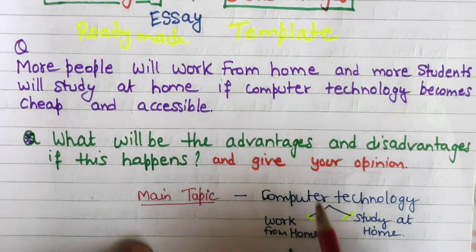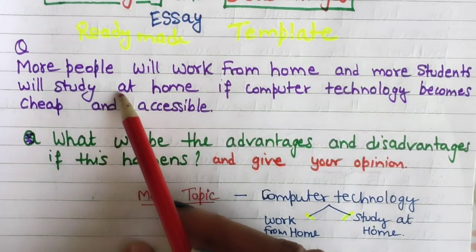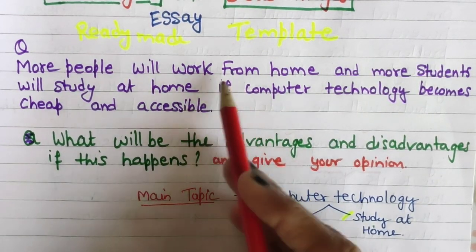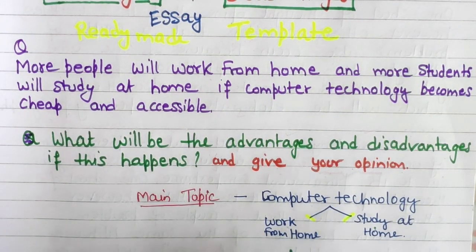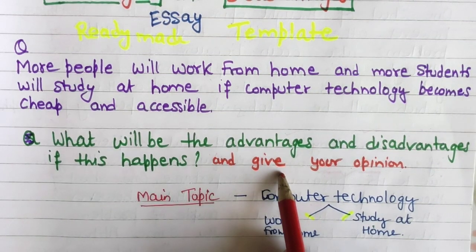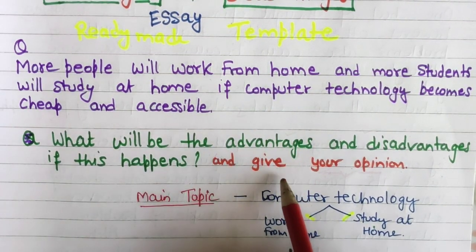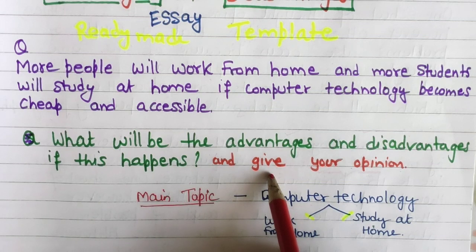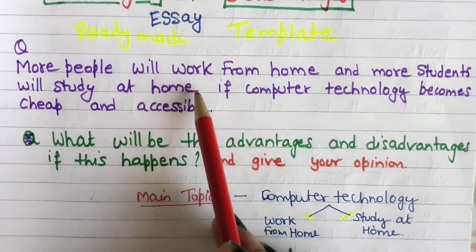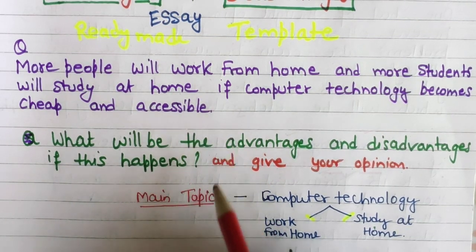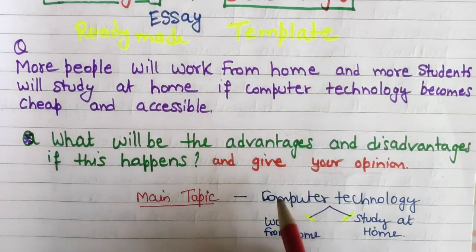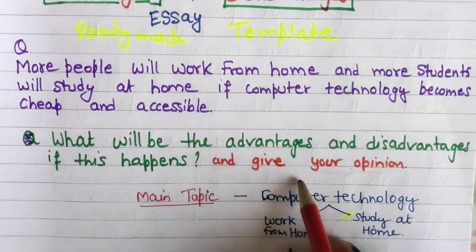We have to just discuss work from home and study at home, the advantages of these two concepts and the disadvantages of these two concepts. This is the type of essay. And we have to tell them our opinion also, that this concept has more advantages than disadvantages, or that it is equal. This all depends on how you are portraying the essay here.